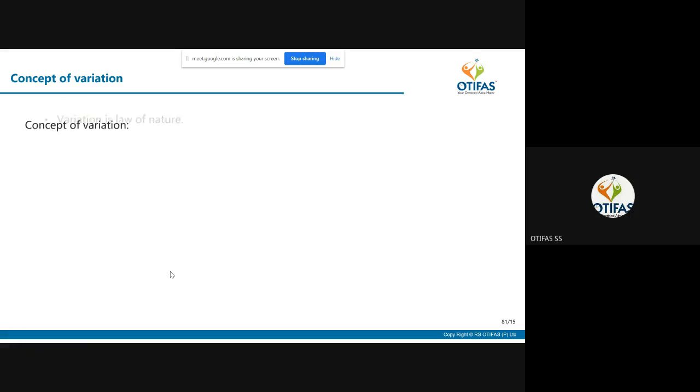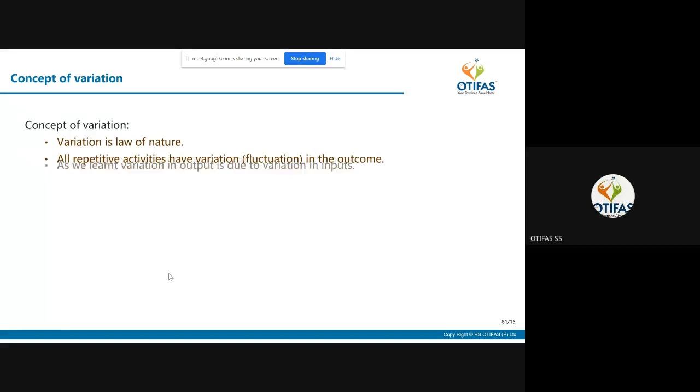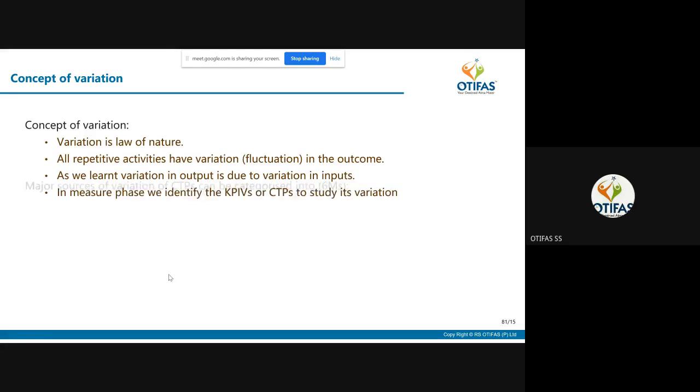Then we have the concept of variation. Variation is a law of nature. We understood that all repetitive activities have variation. Then we learned variation in output is due to variation in inputs. So in the measure phase, we identify the CTPs to study their variation.